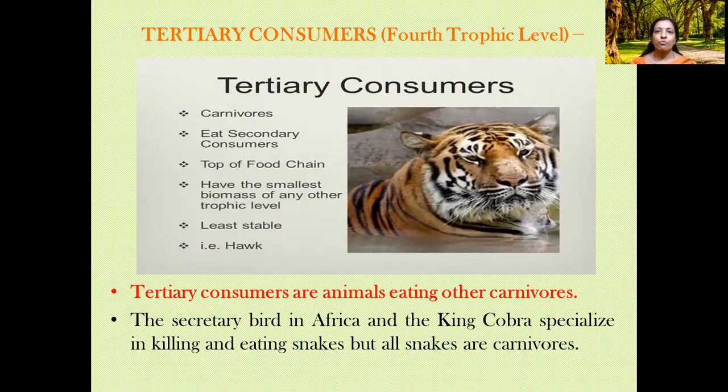The fourth trophic level consists of the tertiary consumers. Tertiary consumers are those animals which eat the carnivores. These animals are at the top of the food chain. They are very stable, and they generally have the smallest biomass. That is, their number is quite less.